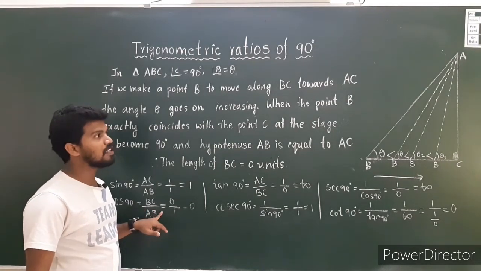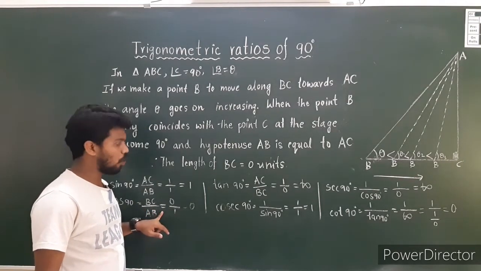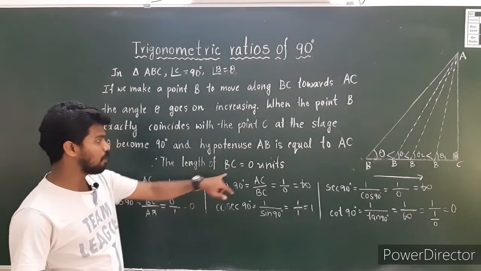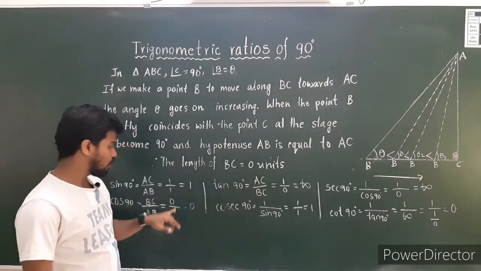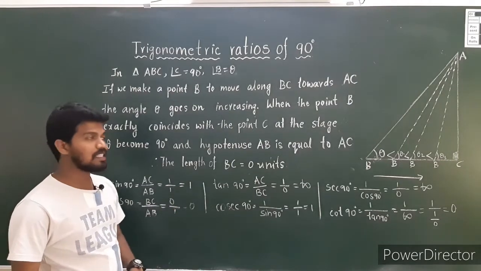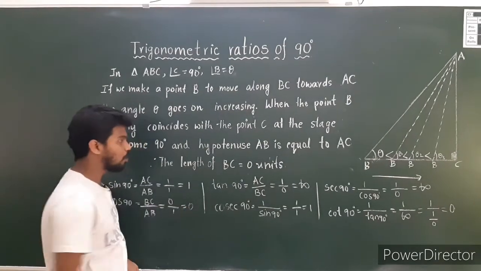So what is the value of adjacent? It is 0. The adjacent side is BC, so BC is considered as 0 units. Substitute 0 for BC, so that is equal to 0.